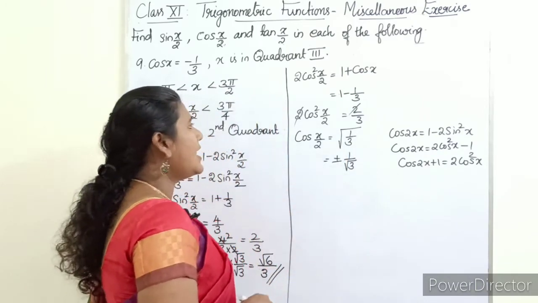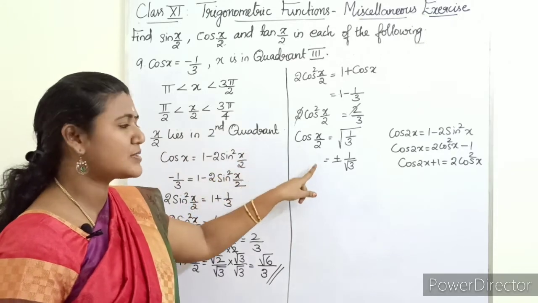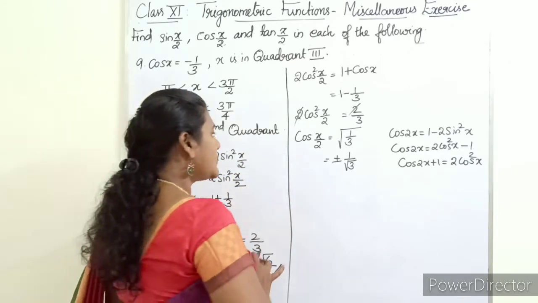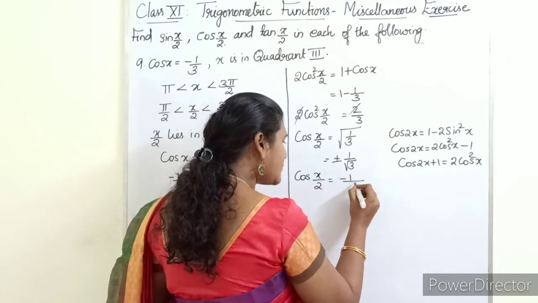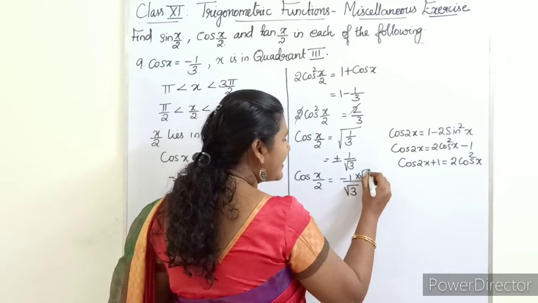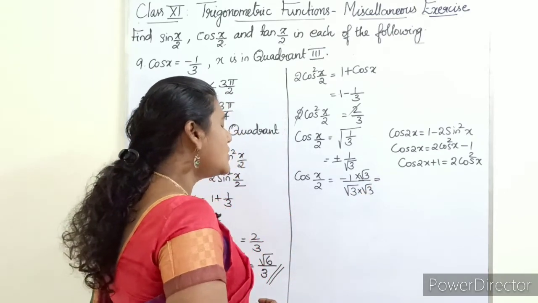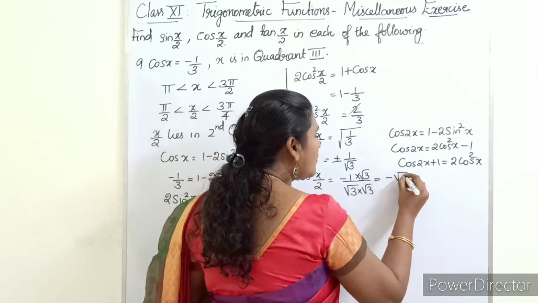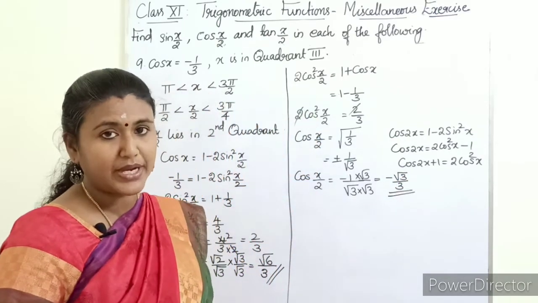by root 3. And you know that since x by 2 lies in the second quadrant, cos x by 2 will be negative. So we can write cos x by 2 is equal to minus 1 by root 3, and we will rationalize this expression also. So we will get minus root 3 by 3. So this is the value of cos x by 2.